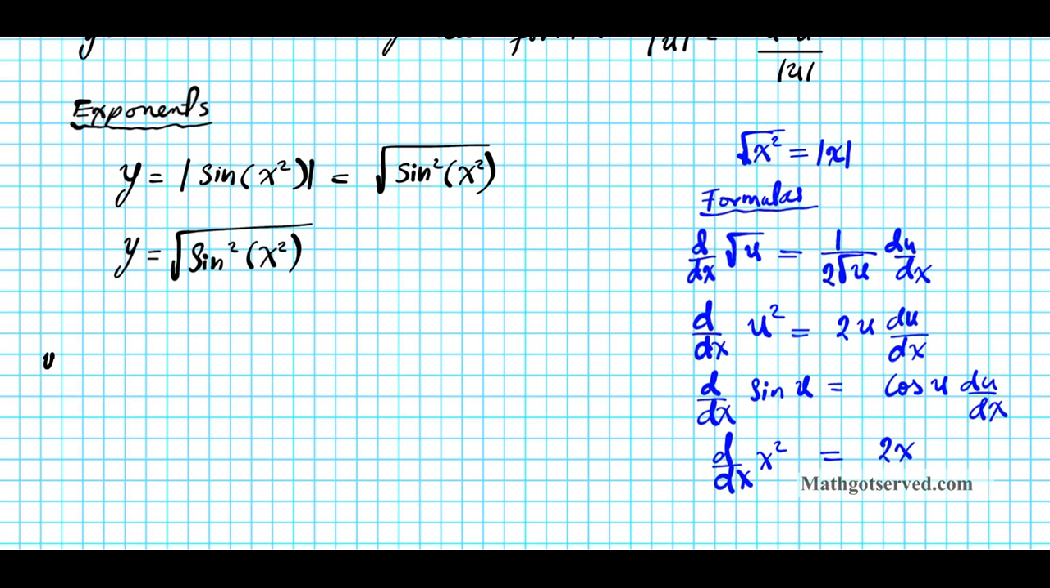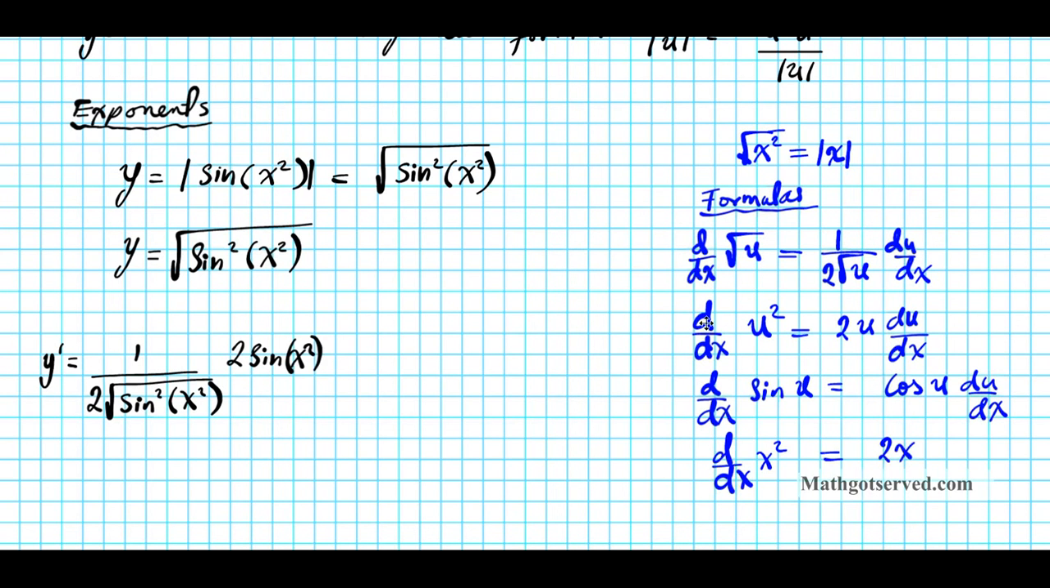So y prime is going to be 1 over 2 root u. Root u is sine square x squared for the radical function. So 1 over 2 root sine square x squared. So that's the first one. Now shift your attention to the square function. The derivative of the square function is 2u, where u is sine x squared. So it's going to be 2 times sine x squared.